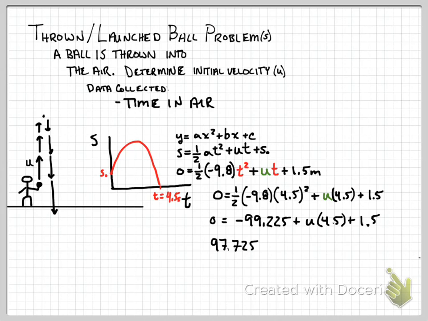By combining the 1/2, the negative 9.8, and the 4.5 squared, we get negative 99.225. We combine that with a plus 1.5 and we get negative 97.725 equals 4.5u. We've moved that 99.225 to the other side, making it positive. We now simply divide both sides by the 4.5 and we get a u equal to 21.71 meters per second.